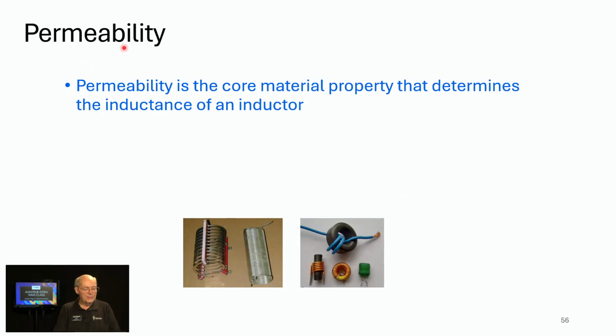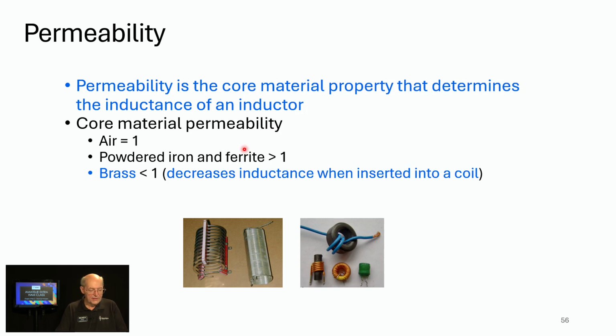Now there's a fancy term here called permeability. That's the core material property that determines the inductance of an inductor. So if you have a material with higher permeability, you'll have higher inductance for the same number of turns. And there's three types shared with us here. Air is the reference. An air-wound inductor is considered to have a permeability of 1. Powdered iron and ferrite, two other core types, will have a permeability that's greater than 1.